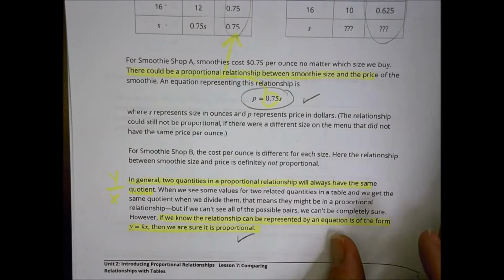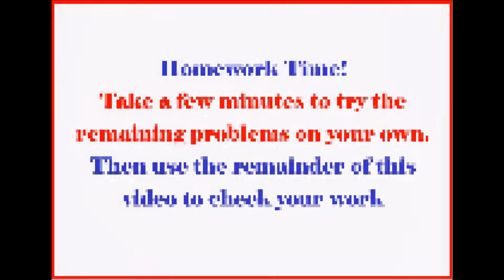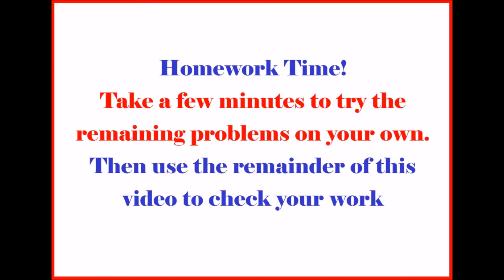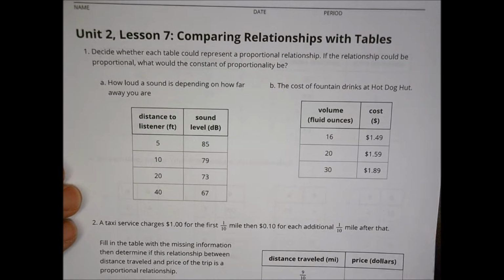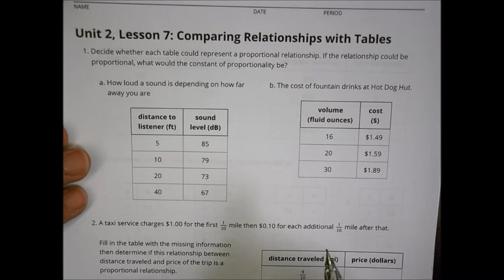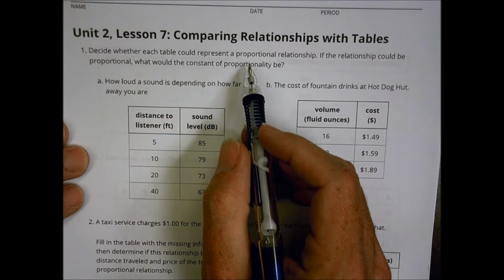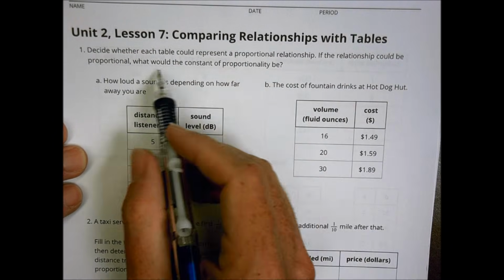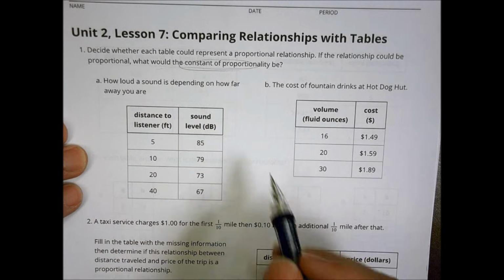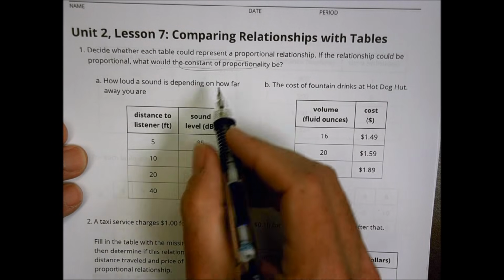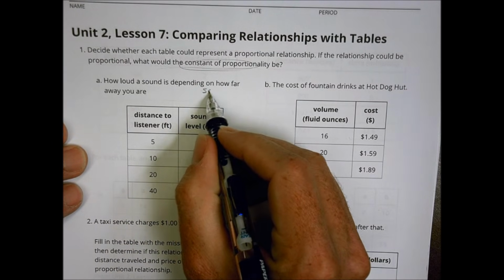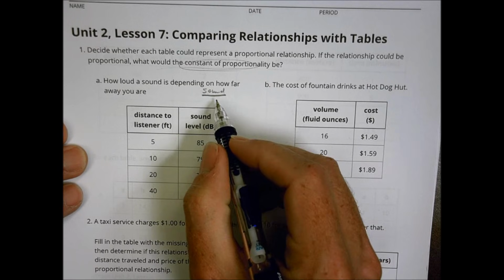Let's take a look at tonight's homework. So make sure you pause and start back up once you've completed it. Here we go. Decide whether each table could represent a proportional relationship. If the relationship could be proportional, what could the constant of proportionality be? So how loud a sound is depending on how far away you are. So we're talking about the sound compared to the distance.